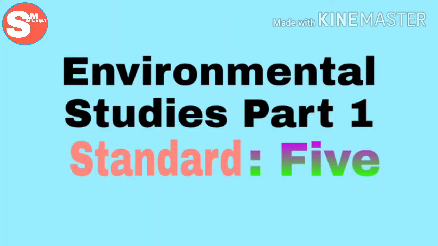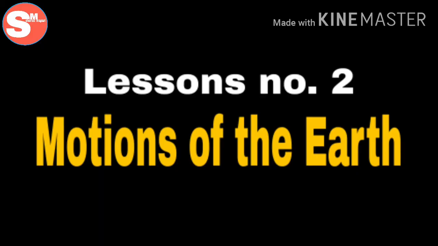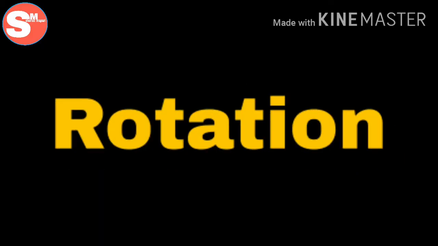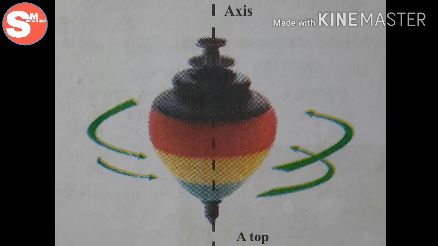Environmental Studies Part 1 of Standard 5. Lesson number 2, Motions of the Earth. Rotation. Try this. Take a top, spin it and observe its movement. The top turns around itself.